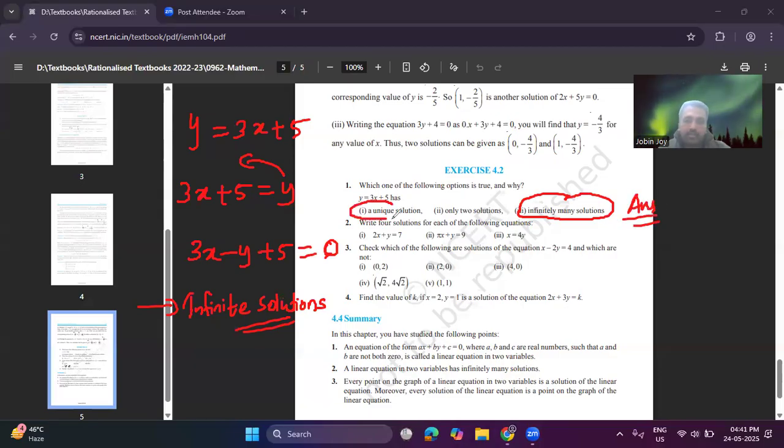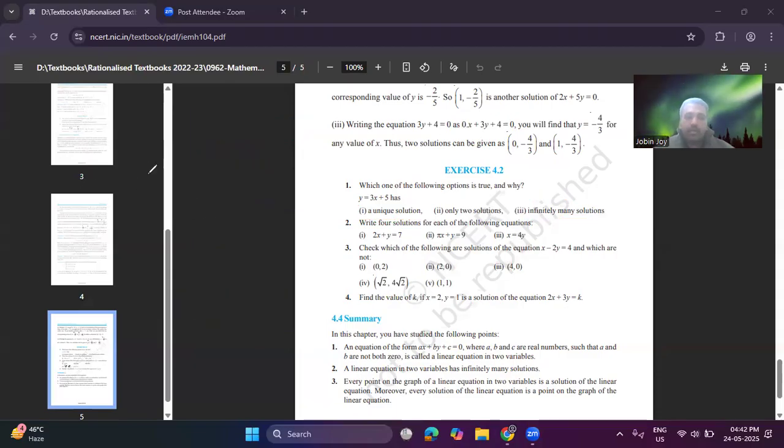Unique solution means a linear equation in one variable. If the equation is a linear equation in one variable, then there will be a unique solution. There is only one solution. But if the equation is a linear equation in two variables, then the linear equation has infinitely many solutions.